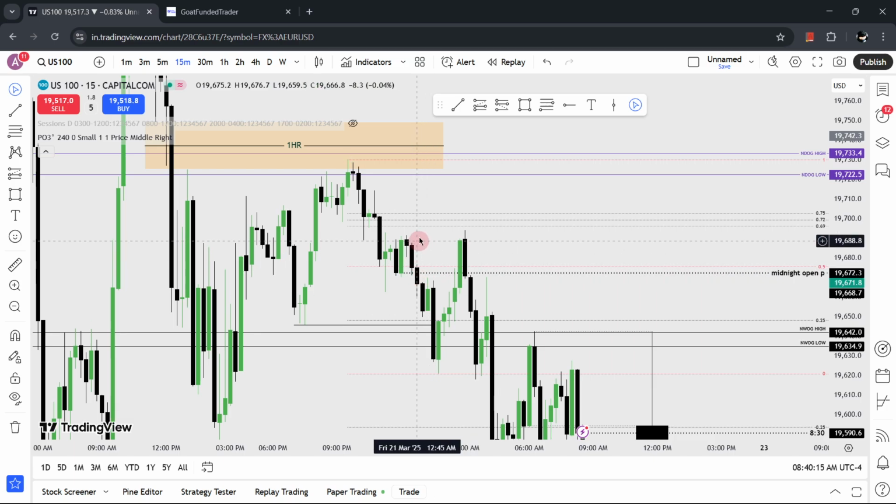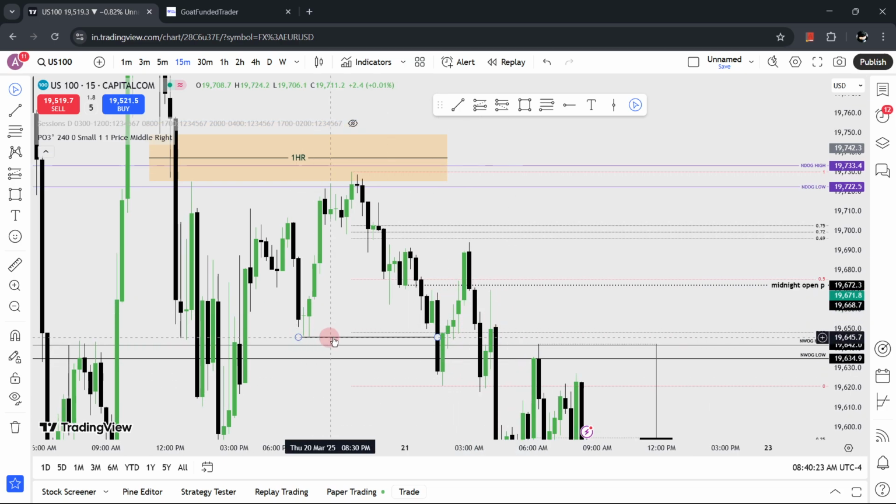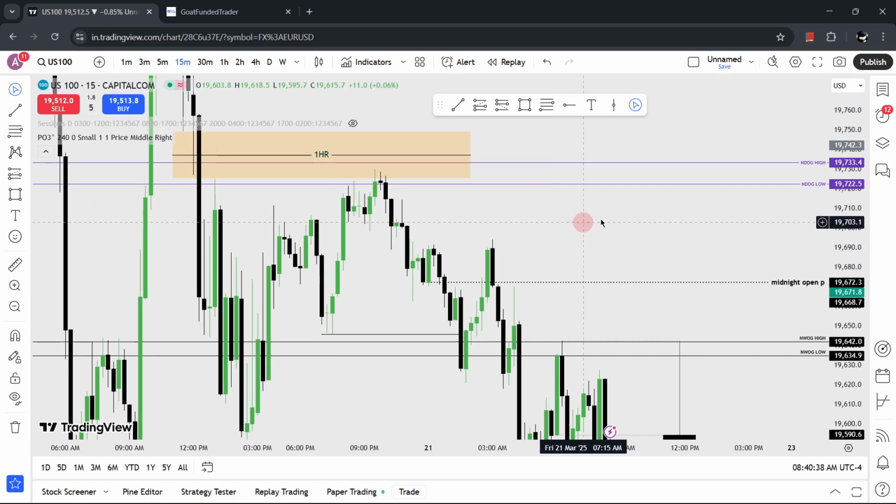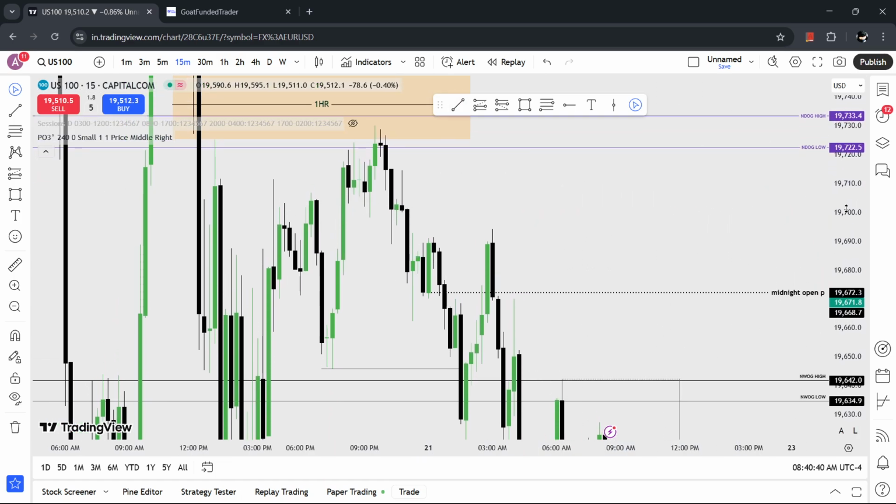So anything above this midpoint is a premium area, and below it is a discount. After it created this market structure shift from this low, it traded up to this premium array, premium zone. And I'm just removing this, and let's see what all we have there.